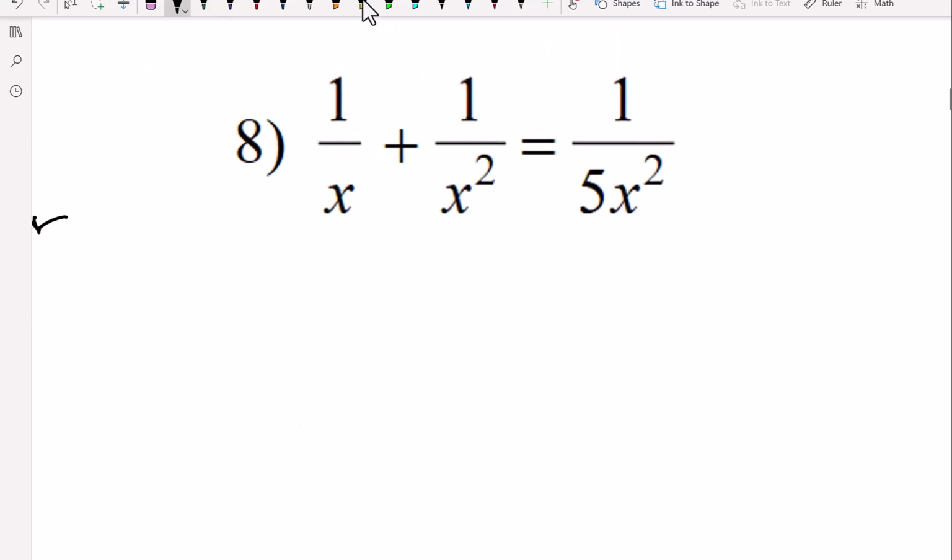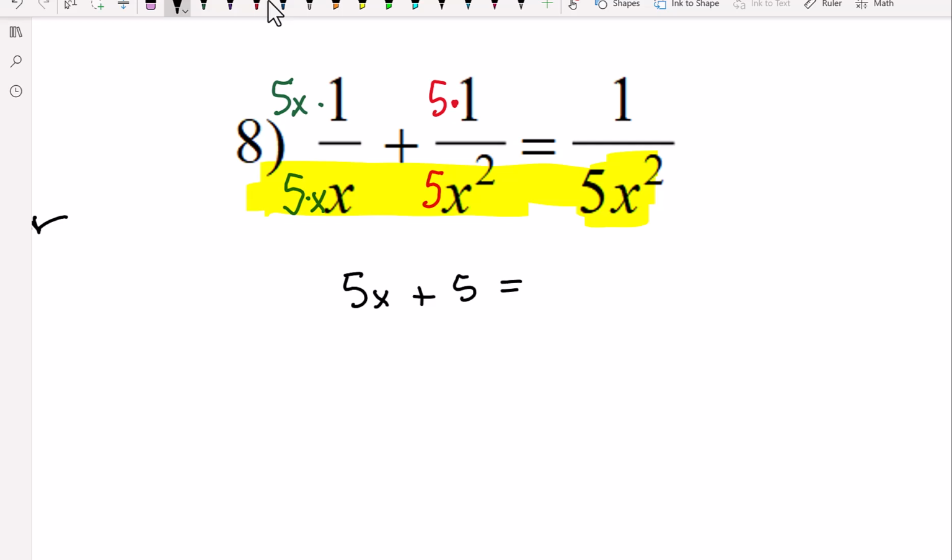So on this one, the largest denominator is 5x squared. So we would have to multiply this denominator by 5. So this numerator times 5. This denominator we would have to multiply by not only 5, but also by x. So up here we'd have to multiply by 5x. Now all the denominators are the same. They're all going to end up saying 5x squared. We can ignore them. So 5x times 1 is 5x. 5 times 1 is 5, is equal to 1.